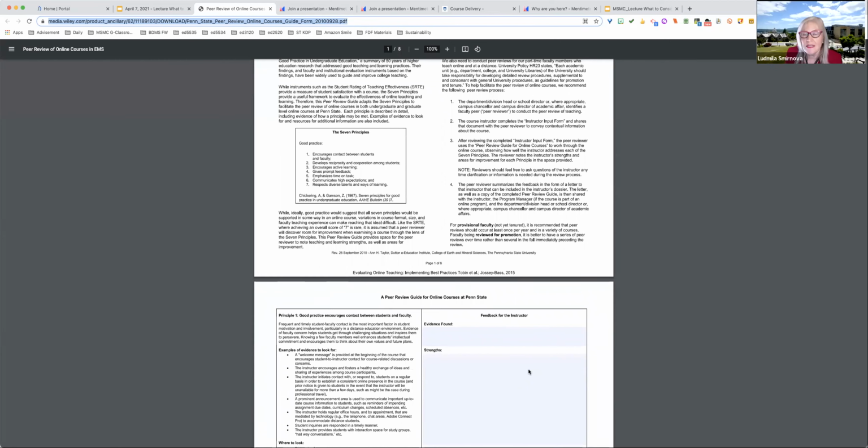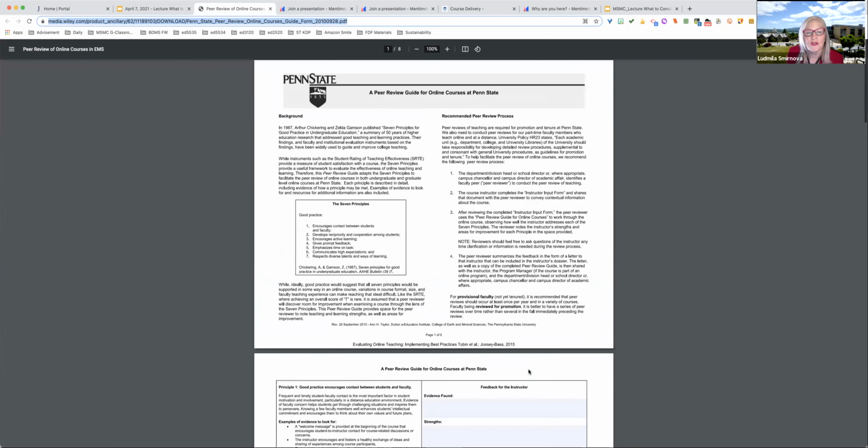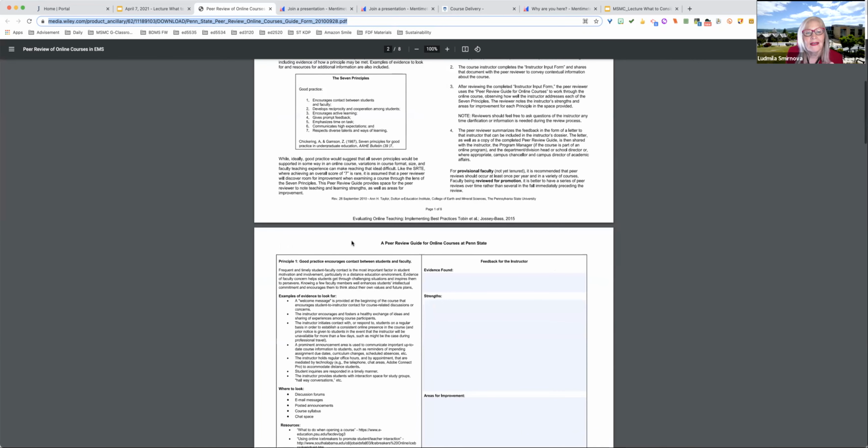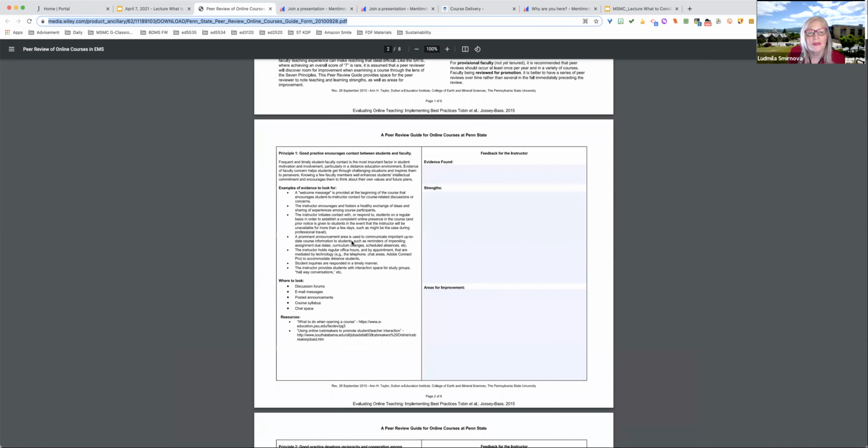This is an interactive format. There are instructions for teachers, the peer review process, and the 7 principles are in place. And then for every principle there are categories of what the peer reviewer would see. Good practice encourages contact between students and faculty, and there are examples that can be used by teachers and professors who are designing courses.